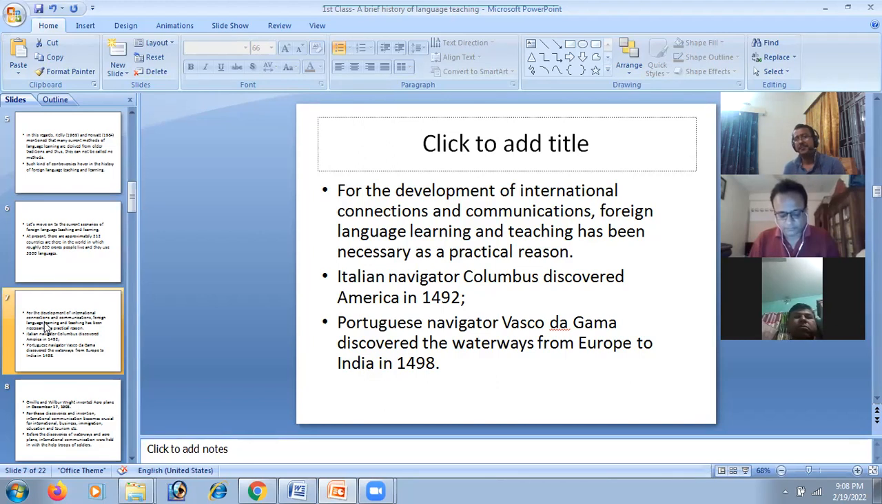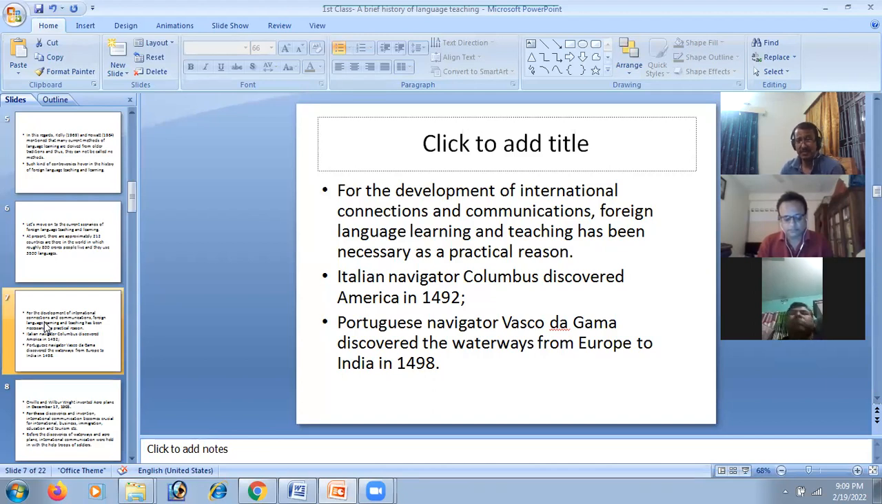And why was this situation created? We will try to have a little glimpse at that history. Actually, before the 14th century, people would march anywhere with the help of their horses, with the help of their troops, the soldiers. But that scenario changed tremendously with the discovery of America by the Italian navigator Columbus.